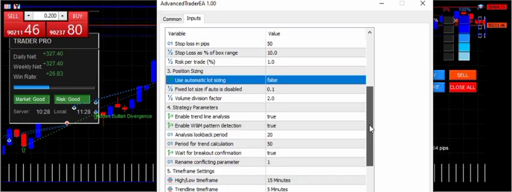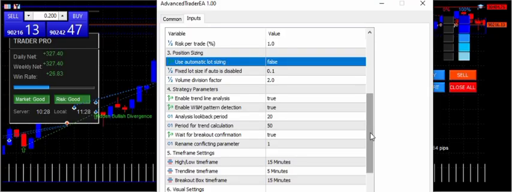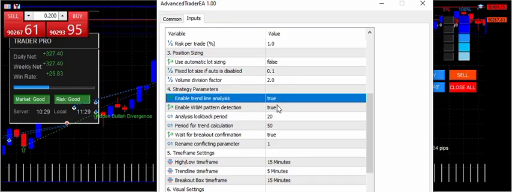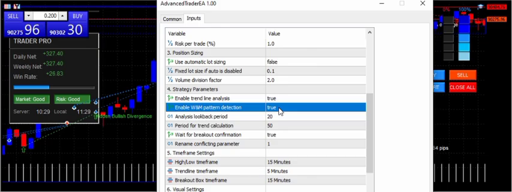Then we have the strategy parameters. We enable trend line analysis, true. We have W and M pattern detection. That is more like a double top, double bottom strategy, because these have different strategies. Sorry, I didn't mention it earlier. We have the trend line strategy. We have the W and M pattern strategy.